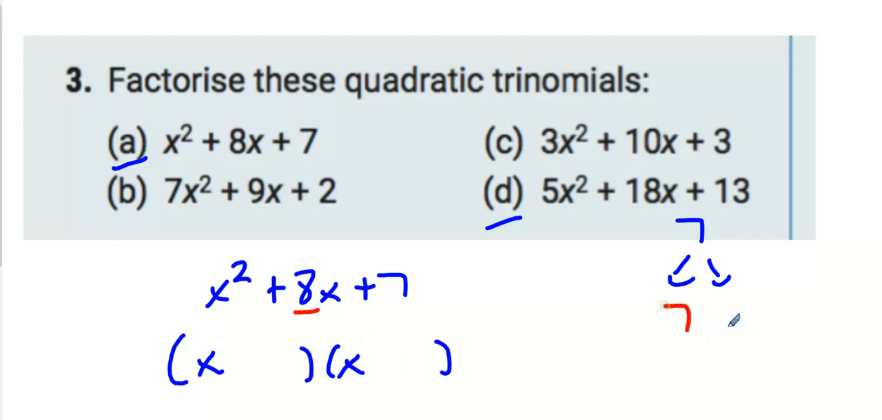7 and 1, yeah. Plus 7 and plus 1. Is that okay with you guys? We all good?